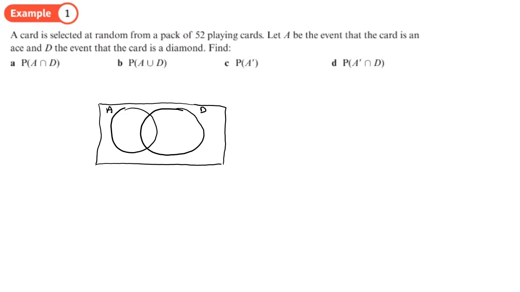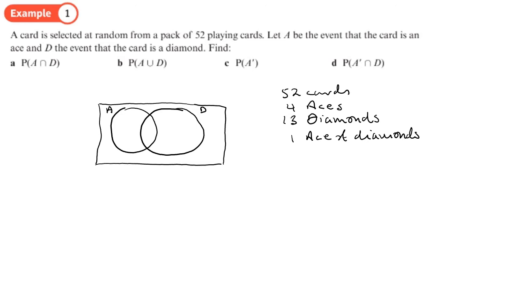Right, so we've got 52 cards altogether. I know that in a pack of 52 cards there are 4 aces, there are 13 diamonds, and there's one card that's the ace of diamonds. Whenever we fill in a Venn diagram, we fill in the overlap first. So let's start with the ace of diamonds. There's one of those. There are 3 remaining aces, so that makes the 4 aces altogether. And there are 12 remaining diamonds, so that makes the 13 diamonds altogether.